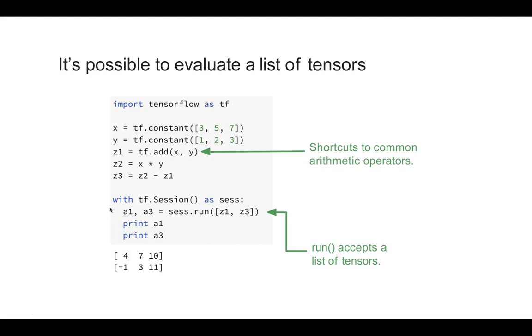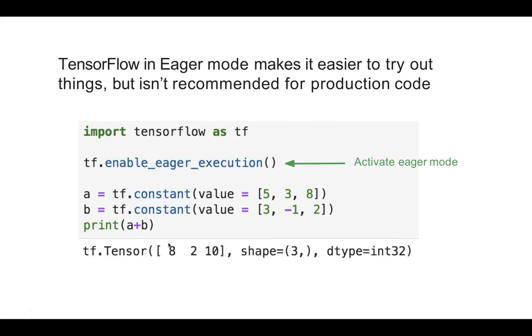Okay, what it is showing here is that it is possible to pass a list of tensors, as I showed in the previous slide. So under session I am passing Z1 and Z3 and assigning them to A1 and A3. So A1 and A3 are now Python NumPy arrays. And as I showed in the previous slide, to use eager mode, we have to enable eager mode using tf.enable_eager_execution. So in that case, it becomes the same as Python.